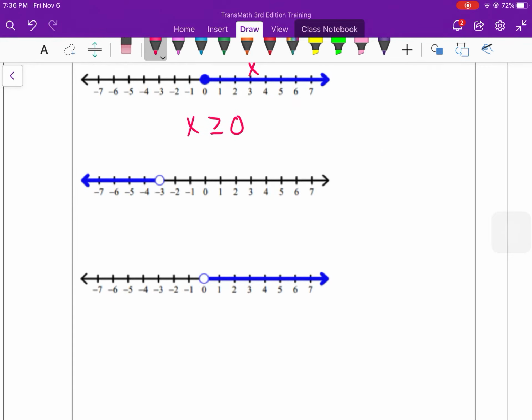Then how about this one? Well, these are our x values here. We're comparing it to -3. -7 is less than -3. So we're going to use the less than sign for that one. And it's an open circle, so no equal to there.